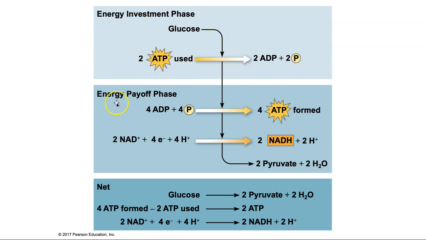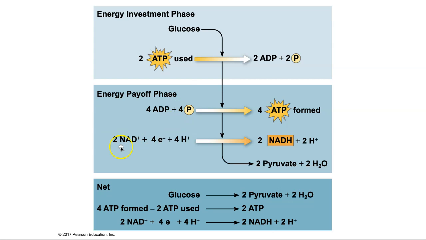The second part is the energy payoff phase. So this is where we get something back. So now we are able to take 4 ADP and 4 inorganic phosphates that are hanging around the cell and pop them together to create 4 ATP. So this is great. We've created some energy.